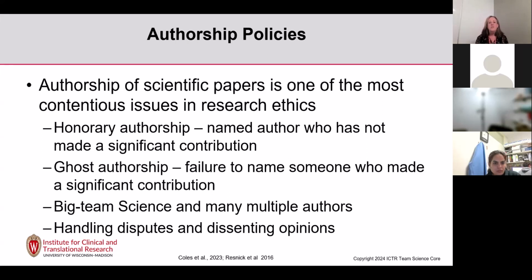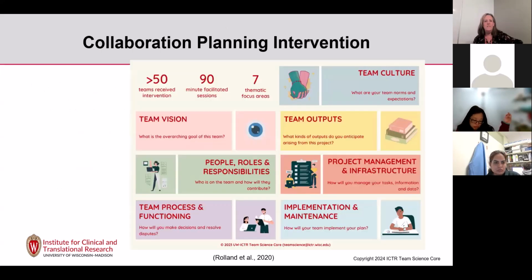And then there are other issues that have to do with multiple authorship in terms of big team science. We're doing more and more interdisciplinary research in terms of consortia, and sometimes we have hundreds of authors, and trying to figure out how to deal with that and then how to handle disputes that arise and dissenting opinions. We'll talk a little bit about the bigger authorship policies towards the end of what I have to share with you, but I'm just setting the stage that authorship often causes conflict.